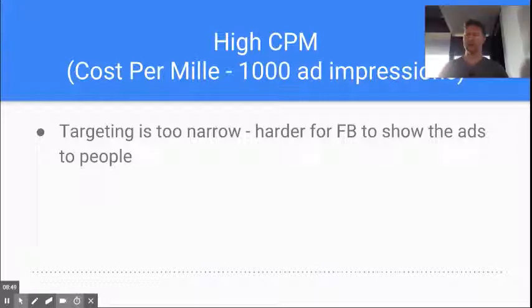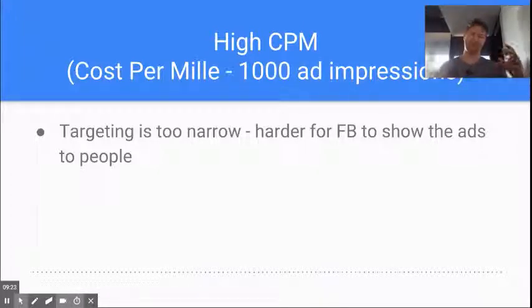Basically, high CPM means that the targeting is too narrow. It comes back to what I was mentioning before: if you've got a really finite, small audience and you're trying to show your ad to it, it's really hard for Facebook to do that. So it's likely to charge more to show it to those 1,000 people. If there are only say 5,000 or 10,000 people in that audience, it's going to cost more to show it in there. And of course, that also relates to cost per click, which I'll go into in a minute.